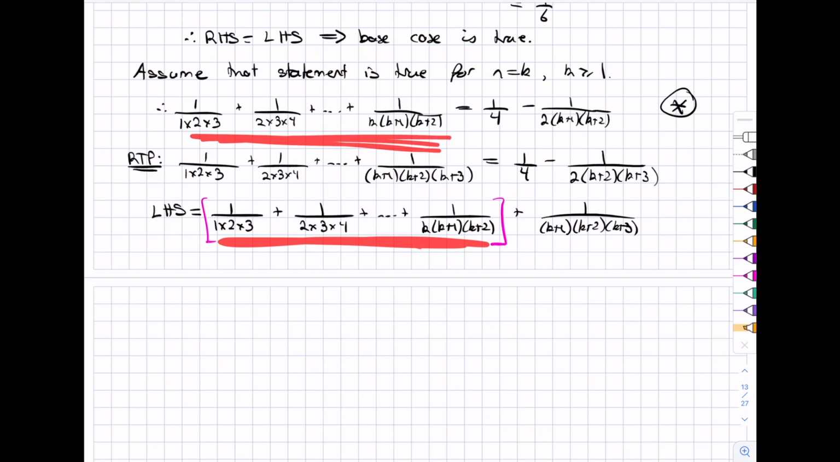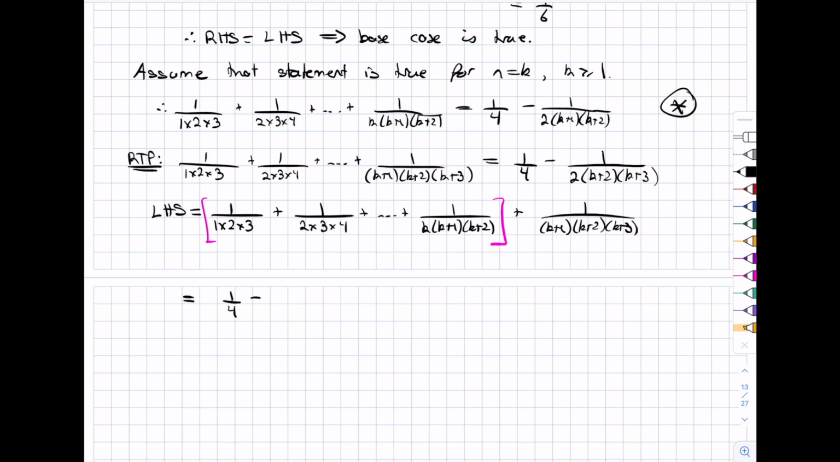So everything in these pink brackets here is precisely the left-hand side of my assumption. And so now I can just write that this is equal to 1/4 minus 1 on 2 times k plus 1, k plus 2. So I'm going to even put that in pink brackets so we know that that matches up with the pink brackets above. And then I've still got this term sitting on the end. So plus 1 on k plus 1, k plus 2, k plus 3.